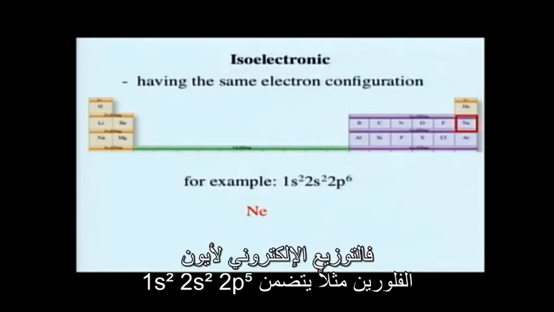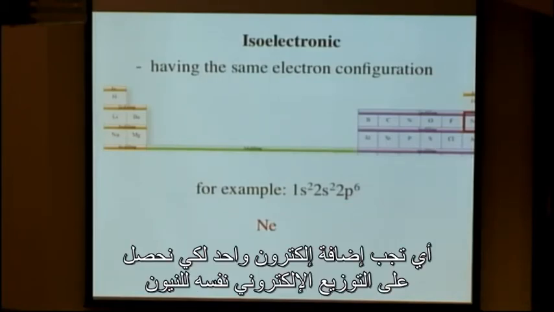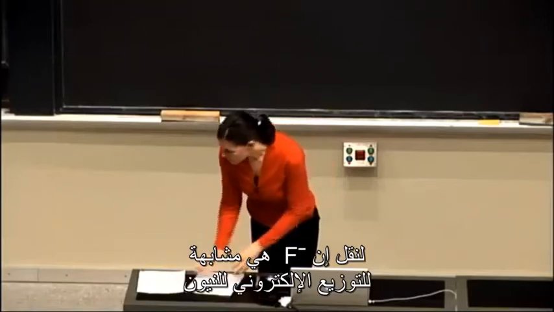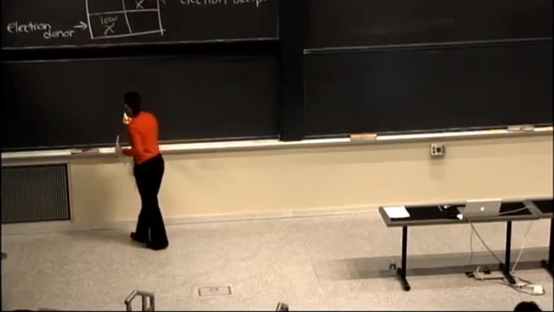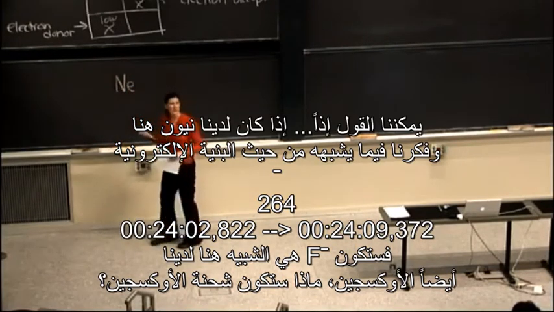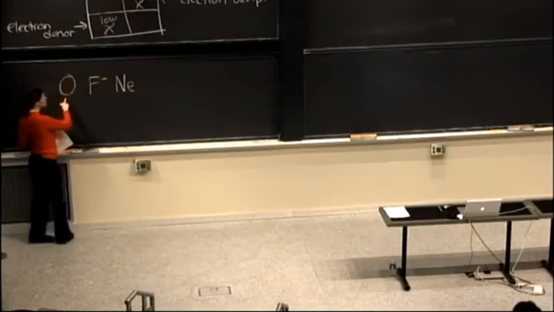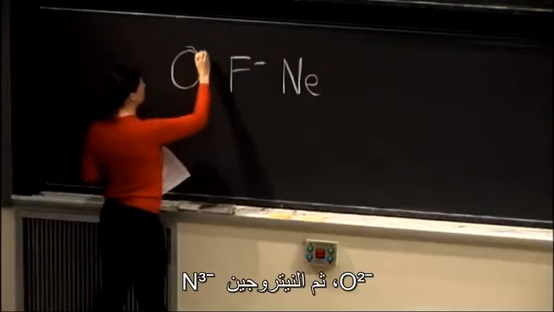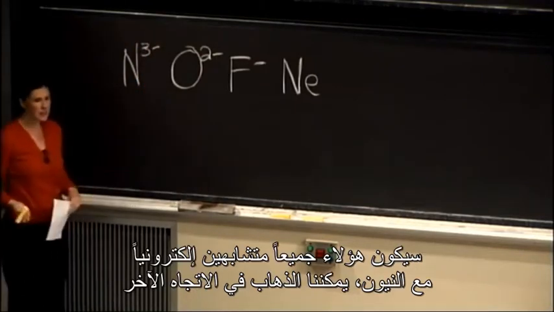For example, fluorine has an electron configuration of 1s2, 2s2, 2p5. So all we would need to do is add one more electron to get the same configuration as neon. So we can say that F- is isoelectronic with neon. If we have neon here and we want to think about what's isoelectronic, F- would be. We also have oxygen. What would the charge on oxygen be? Right, 2 minus. Then also nitrogen 3 minus. These are all going to be isoelectronic with neon.